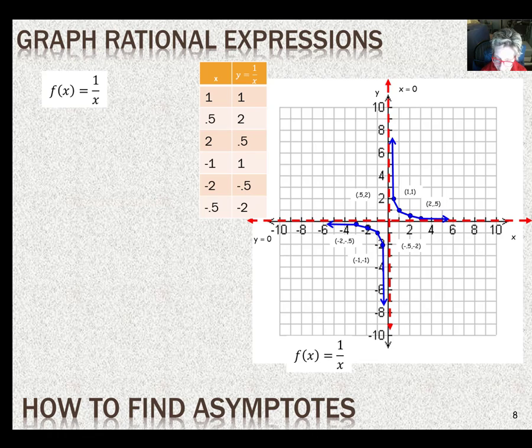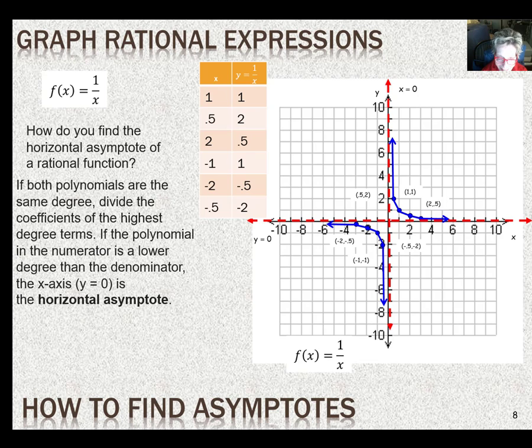I'm sure you want to know exactly how to find those asymptotes. First, to find the horizontal asymptote, I look at the degree of the numerator and the degree of the denominator. The degree of 1 is 0. The degree of x is 1. If the degree of the numerator is less than the degree of the denominator, then I have a horizontal asymptote at y equals 0. And that is this red dashed line.